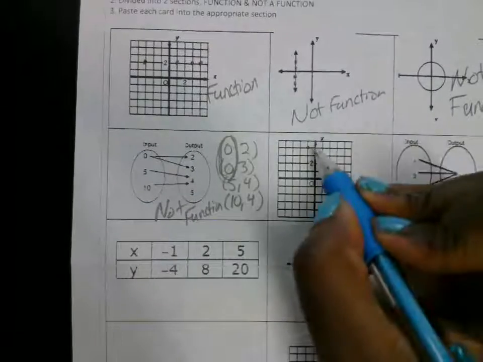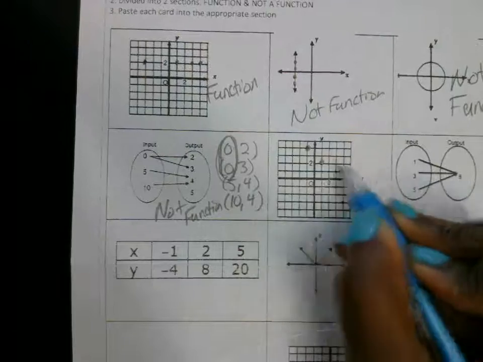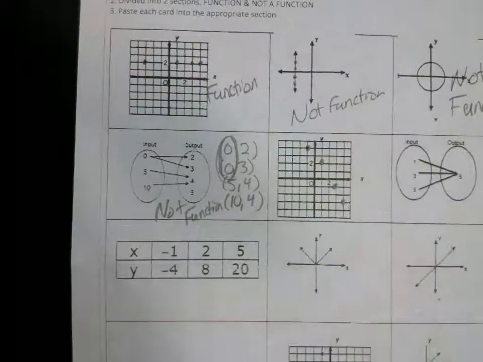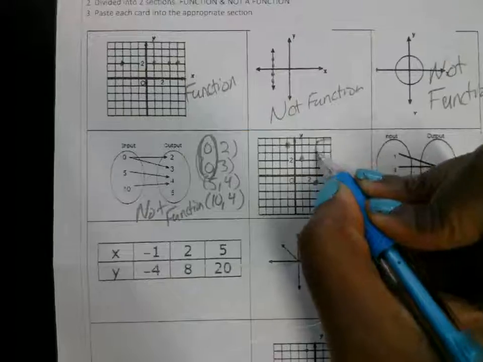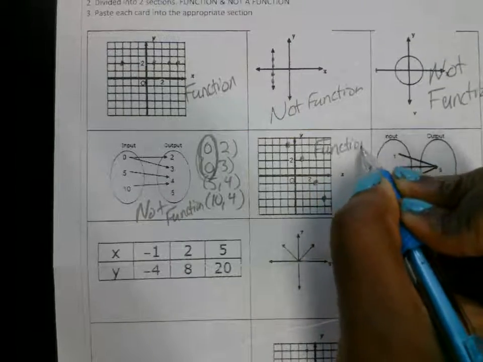All right, let's look at this one. These are the points here. Function or not a function? Function. This is a function. None of the x values are the same. They're all different. That's a function.